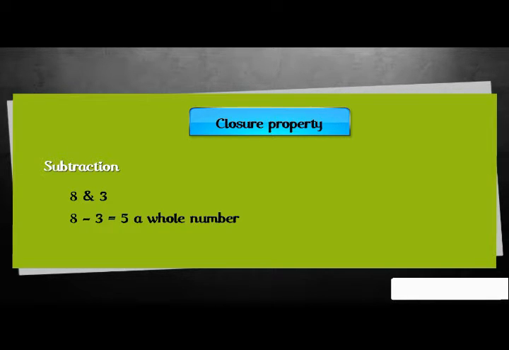Now we will subtract 8 from 3. We have 3 minus 8 is equal to minus 5, not a whole number. Hence, the whole numbers are not closed under subtraction. This means the subtraction of two whole numbers will not always yield a whole number.